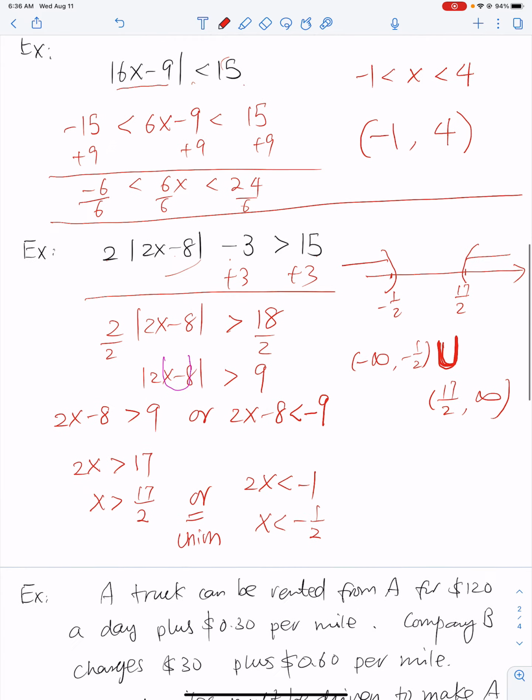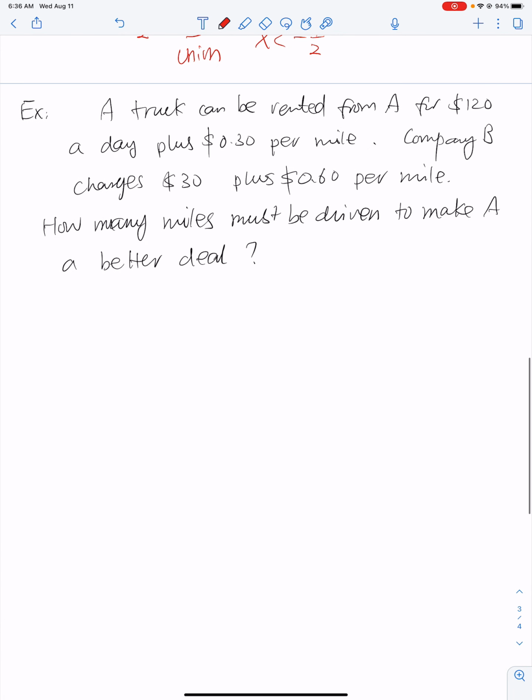Okay? Okay, and we also wanted to practice a word problem. A truck can be rented from A for $120 per day, plus 30 cents per mile. Company B charges $30 plus 60 cents per mile. How many miles must be driven to make A a better deal? What means A better deal? Better deal means cost is smaller, yeah? So it means cost of A is less than cost of B.